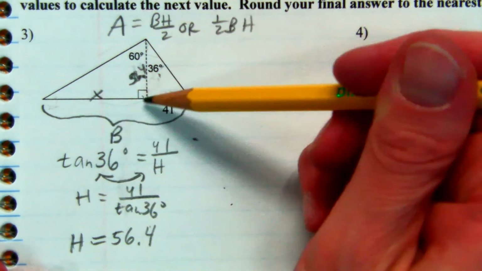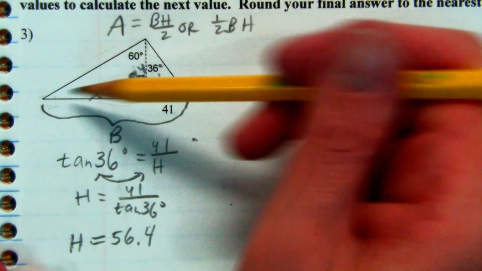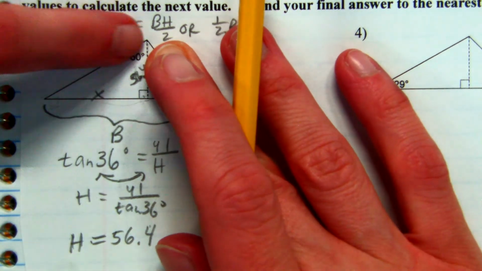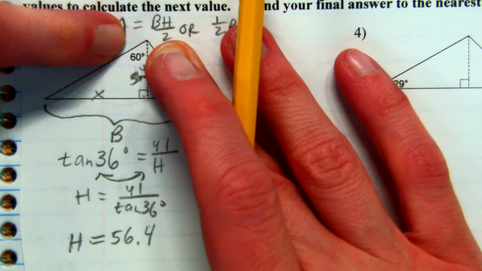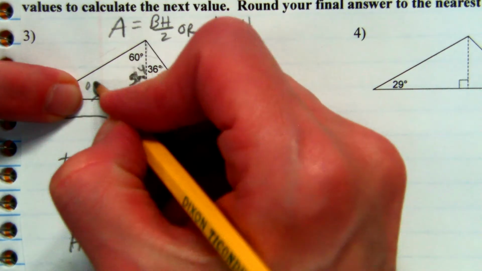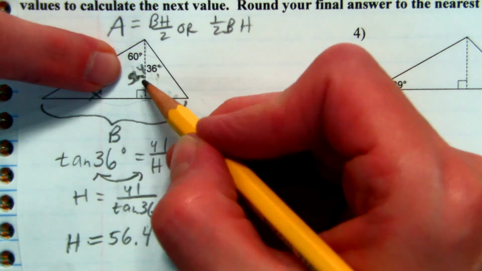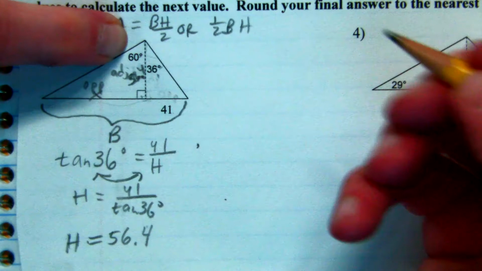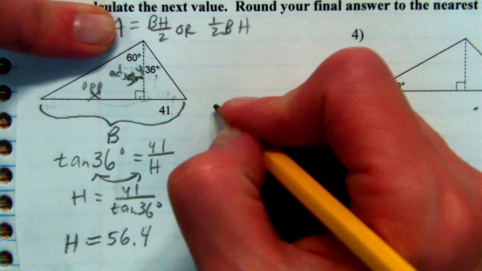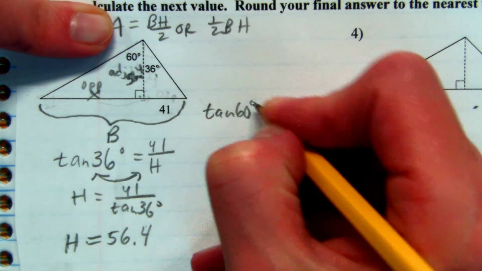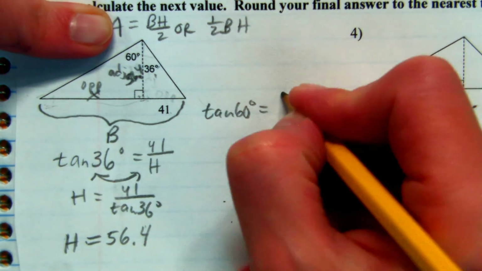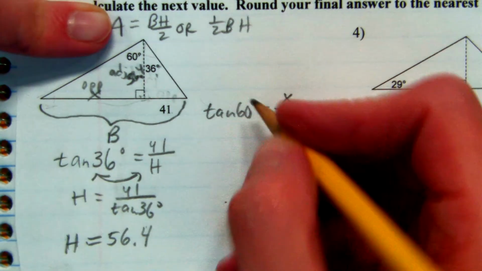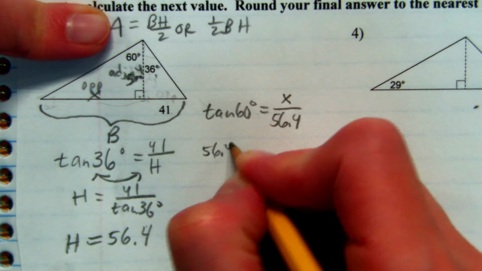All right, so we need to know what this little piece is down here also, this little x. So now that I have this, I can find that. So we're going to use 60 degrees as our angle now, and x would be the opposite, and the 56.4, which you can't really read because I have sloppy handwriting, would be the adjacent to 60 degrees. So opposite and adjacent, again, is tangent. So we'll have tangent of 60 degrees equals x over 56.4. So on this one, we're just going to multiply both sides by 56.4.